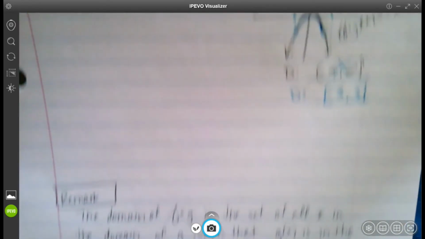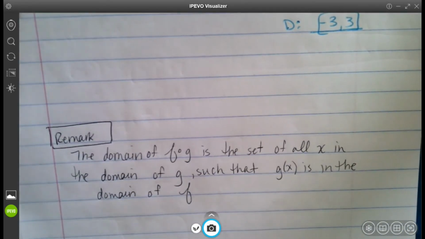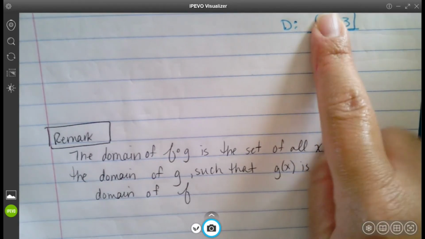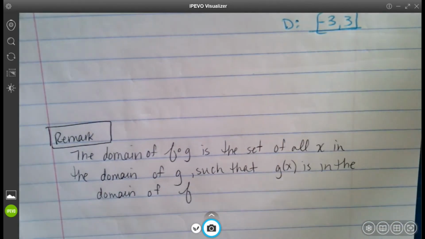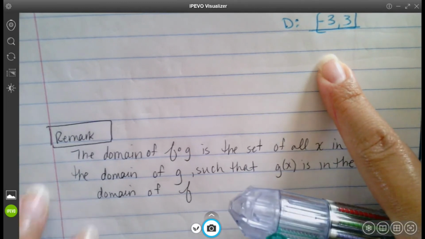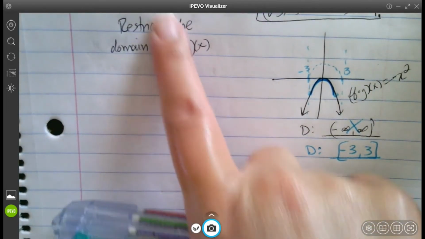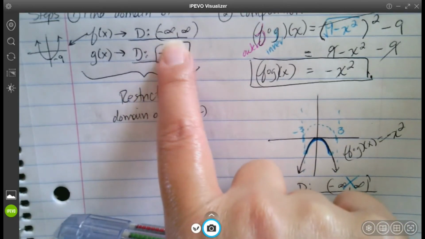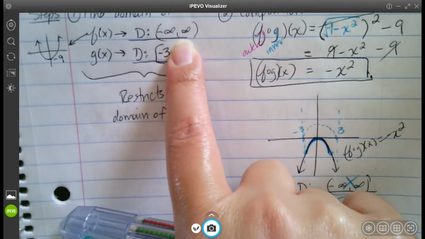Go ahead and write this remark down. It's kind of summarizing what we just found. It says the domain of f of g is the set of all x in the domain of g, such that g of x is in the domain of f. So that's pretty much what we just saw, that this is the domain of everything that was in g of x. So we know for sure that negative 3 and 3 is also part of the domain of negative infinity to infinity. That's all that's saying right there, okay?